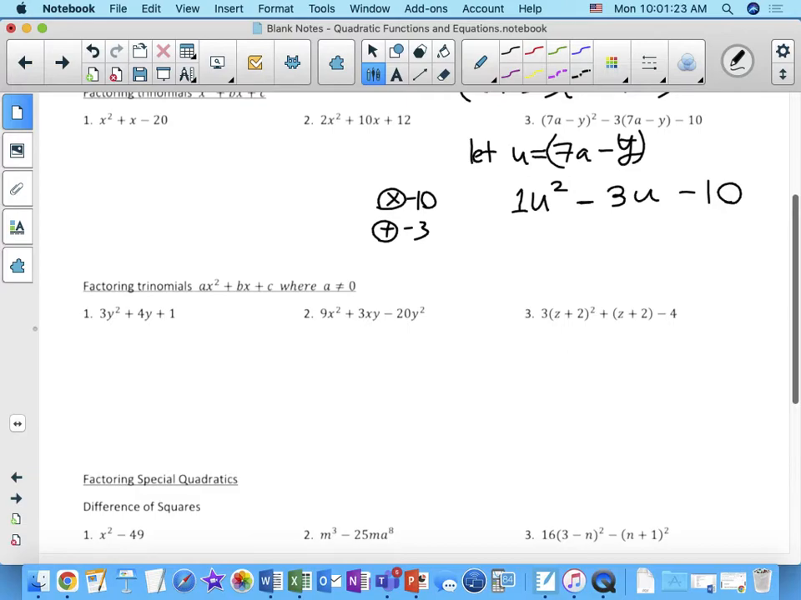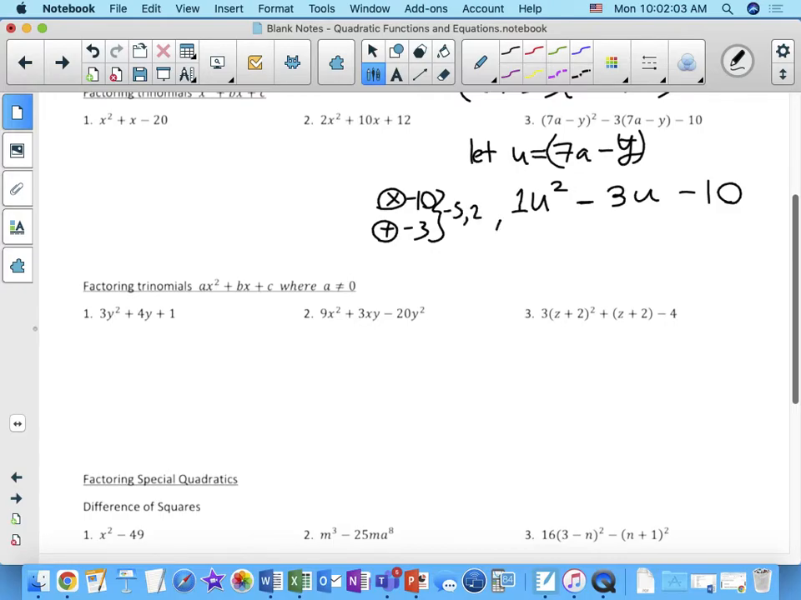If you're not sure, make a list of everything that multiplies to negative 10. Almost. Negative 2 and 5. Negative 2 times 5 is negative 10. Negative 2 plus 5 is positive 3. Yes. Negative 5 times 2, because negative 5 times 2 is negative 10. Negative 5 plus 2 is negative 3. So this is negative 5 and 2.